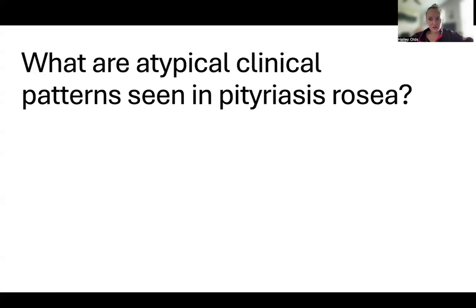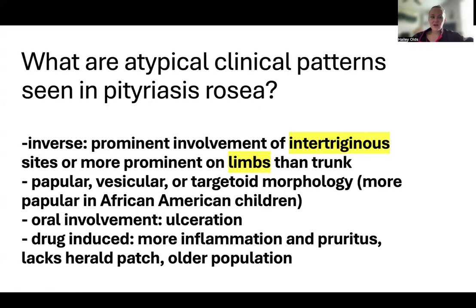What are other clinical patterns that you can see in pityriasis rosea that are not classic? So you can see inverse, so it can be more in intertriginous areas or more on the limbs. It can be more papular, vesicular, or purpuric. It can have significant oral involvement, and drug-induced forms can be more itchy, and they may not have the traditional Herald patch, just have the smaller plaques.